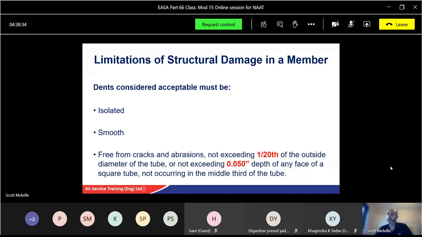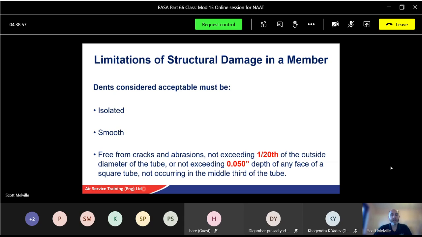Must be free from cracks and abrasion, not exceeding 1/20th of the outside diameter of the tube, or not exceeding 50 thou of an inch depth on any face of a square tube, and not occurring in the middle third of the tube. Again, this is a general one. It will be more specific to the type of aircraft engine you work on.